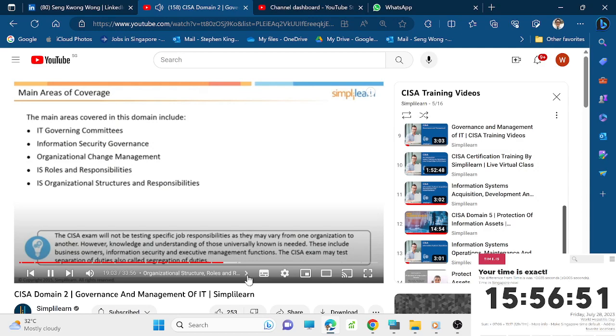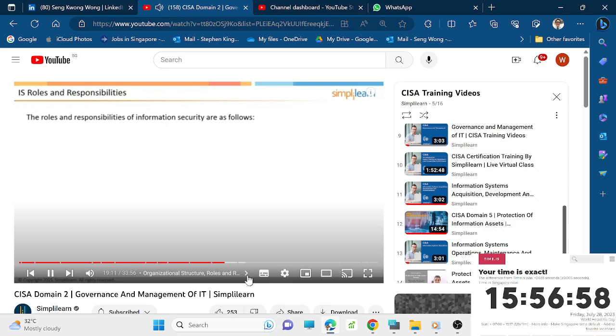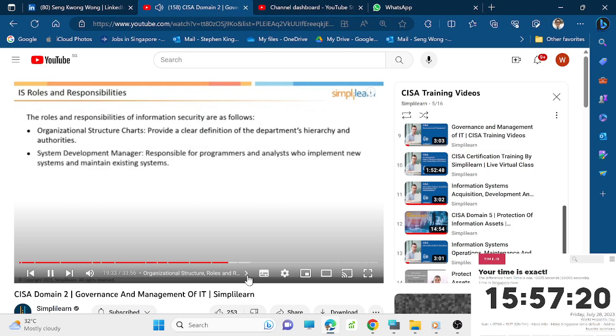In addition, the CISA exam may test separation of duties, which is also referred to as segregation of duties. Let us look at information security roles and responsibilities in this screen. Organizational structure charts provide a clear definition of the department's hierarchy and authorities. On the other hand, job descriptions provide IS department employees a clear direction regarding their roles and responsibilities. The System Development Manager is responsible for programmers and analysts who implement new systems and maintain existing systems.